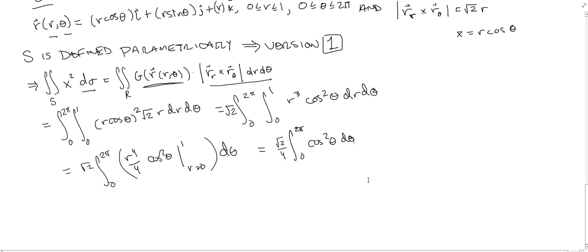All right, now remember how to integrate this. We want to go ahead and use some of our trig identities, and we're going to let cosine squared theta be replaced with (1 plus cosine 2 theta) over 2.